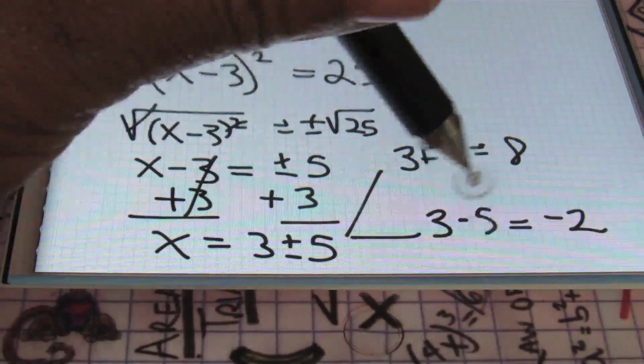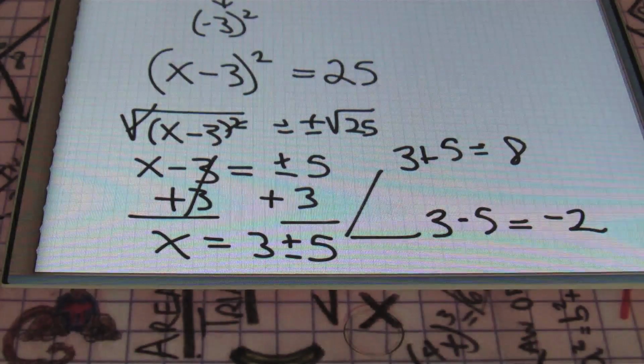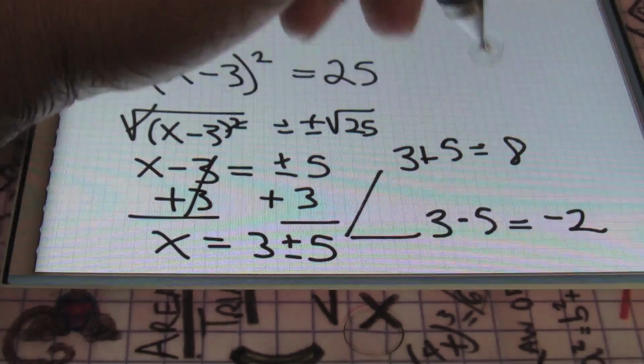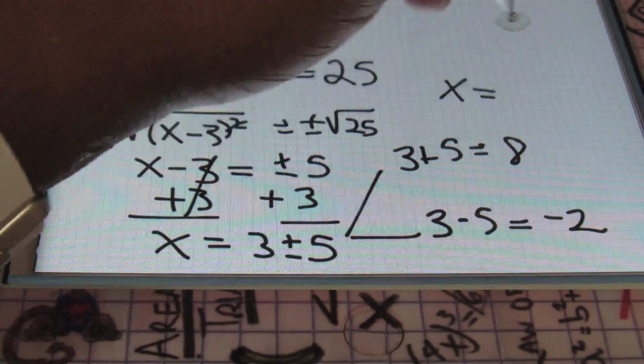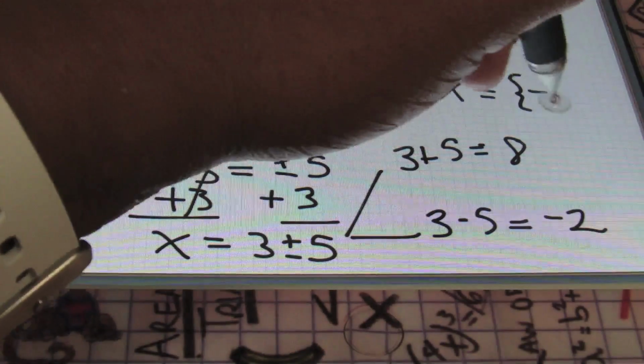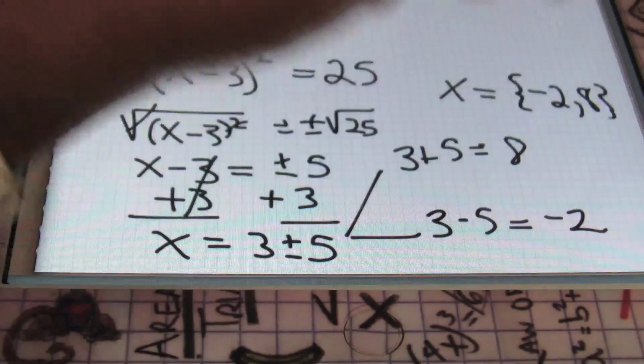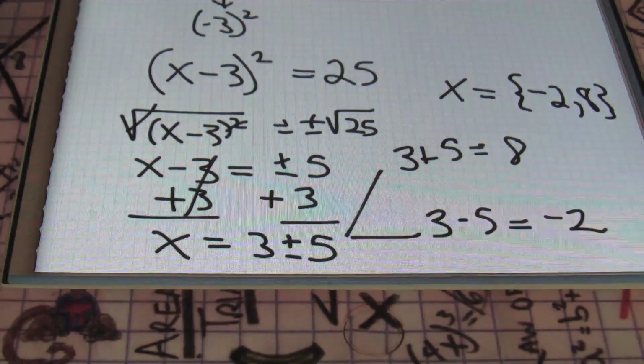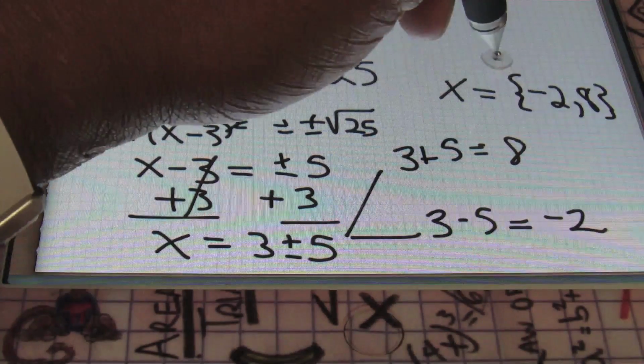So 8 and negative 2 are the two values, your two solutions to the original problem, ladies and gentlemen. And I'm going to go ahead and put this in a solution set here because this is looking jacked up over here, and we don't want that. Alright, so that's supposed to be some braces over there, ladies and gentlemen. If you don't know me by now, my braces suck.